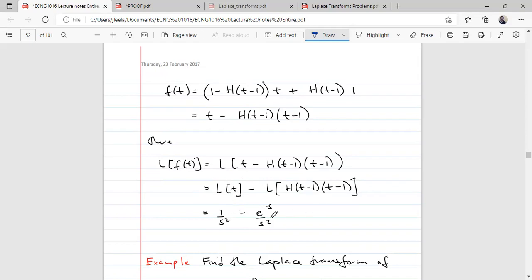And then the Laplace of this here is e to the minus s t0, and your t0 here is 1. So you have e to the minus s over s squared, because the Laplace of this here is 1 over s squared.